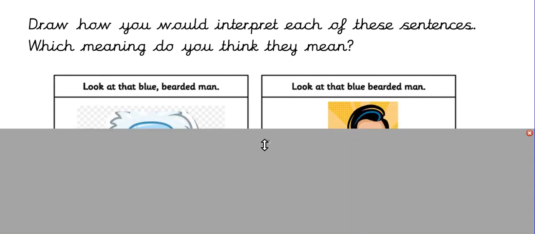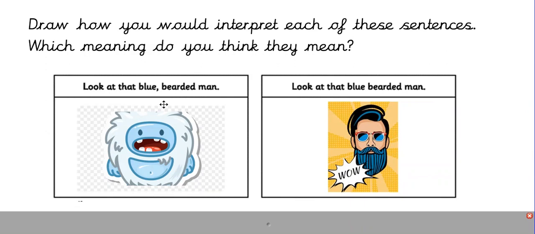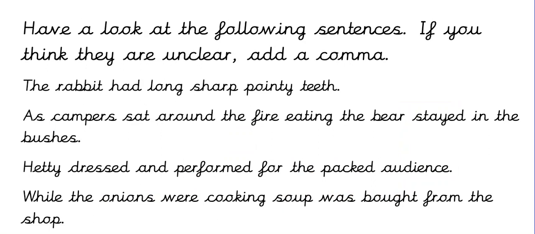Okay, let's have a look then. So the first one, "look at that blue bearded man", gives the impression that the man himself is blue, just with a beard. Whereas the second one, "look at that blue, bearded man", gives the impression that the man has a blue beard. So can we see how using commas can change the meaning of the sentences?